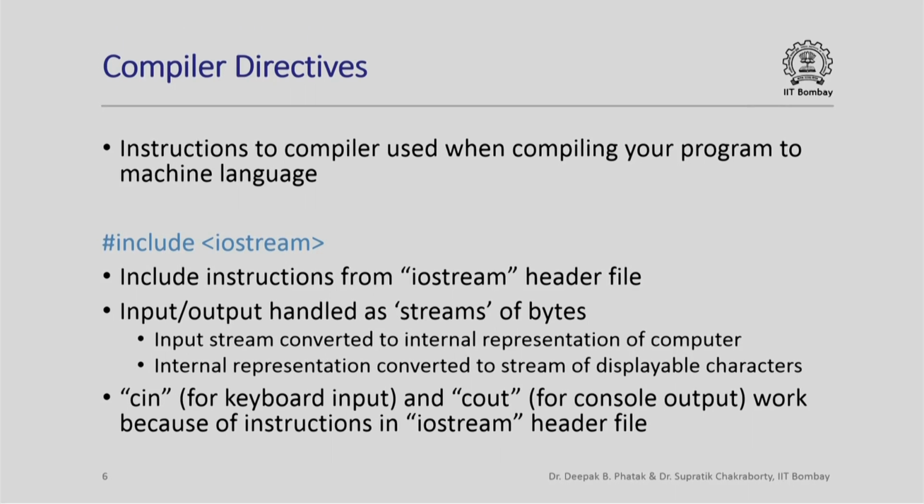These are the entities that we are going to use for inputting from keyboard and for outputting to console. And how do these work? These work based on instructions that are present in the iostream header file. So unless we tell the compiler to include the instructions from the iostream header file, we will not be able to input values to our program or output values from our program using cin and cout.